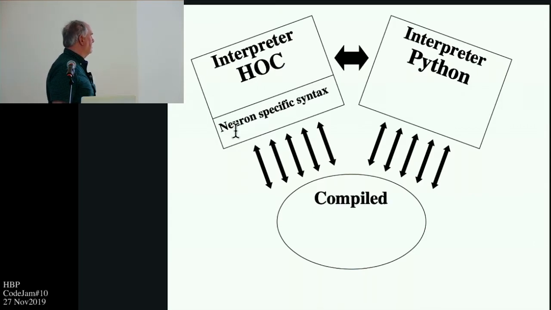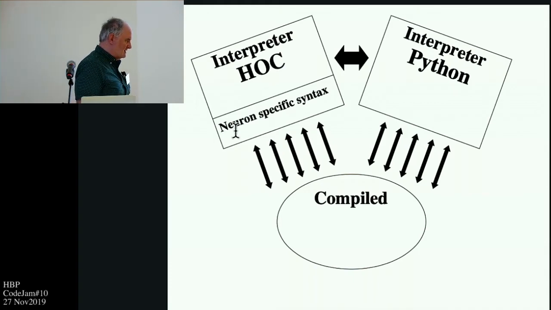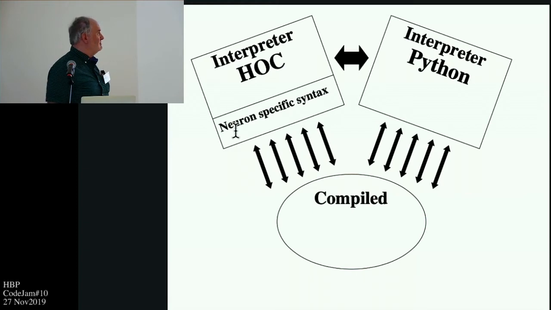And classically, it used an interpreter on top of a compiled section for speed, in which the interpreter, of course, was used to describe and analyze and run the model using NEURON-specific syntax. Circa 2007, the Python interpreter was added to allow integration or gluing together of more things. And there was a very large connection between the interpreter itself and also with the compiled portion. This was all done through the C API, because in the interpreter, since we have dynamic creation of classes and objects and functions, the interpreters needed to know everything about what was going on in the other one.